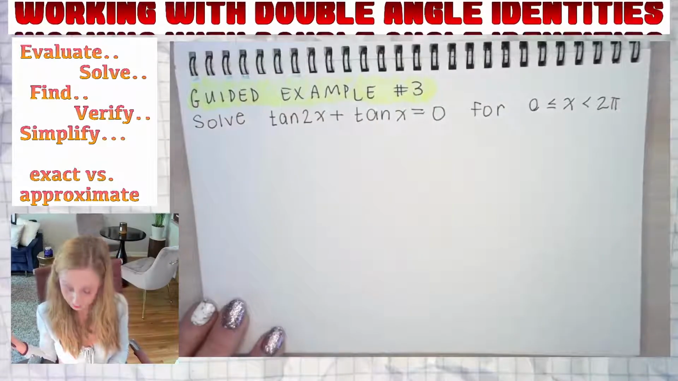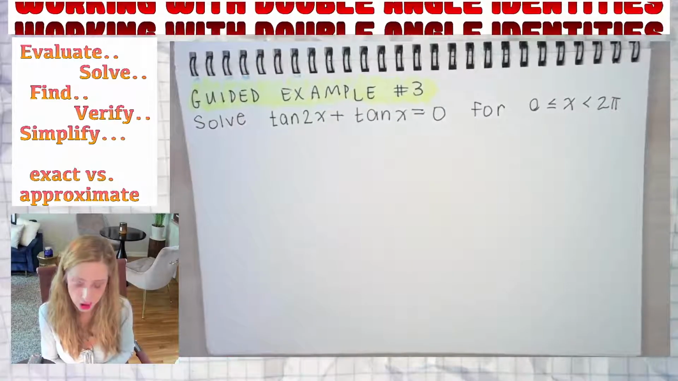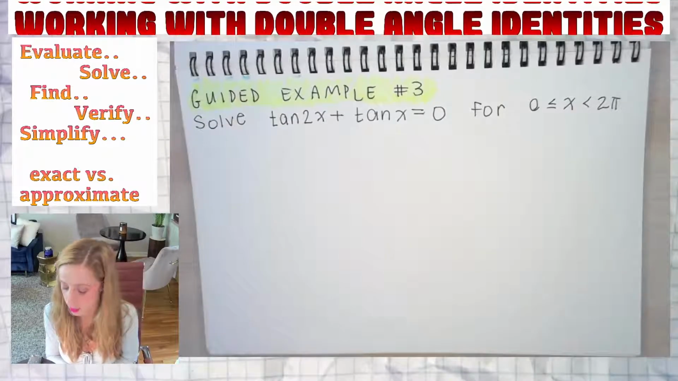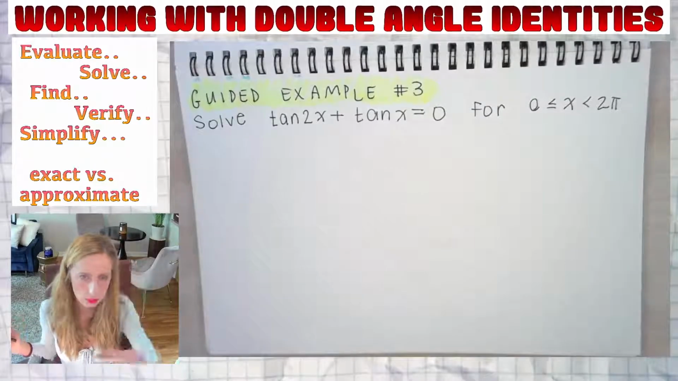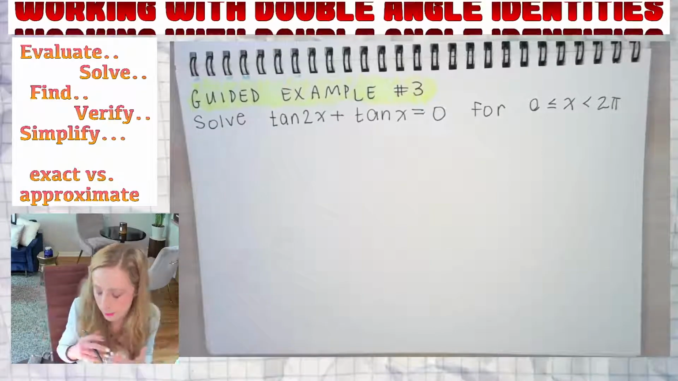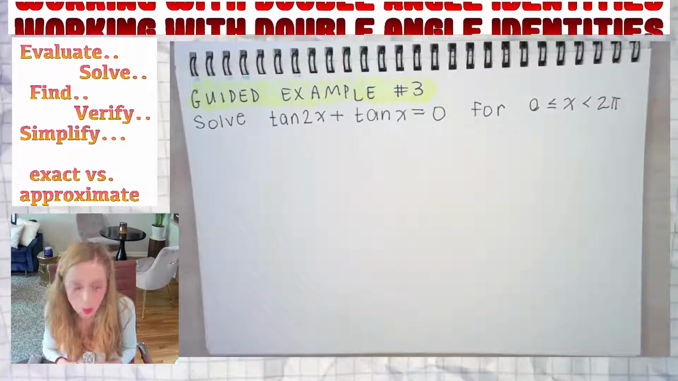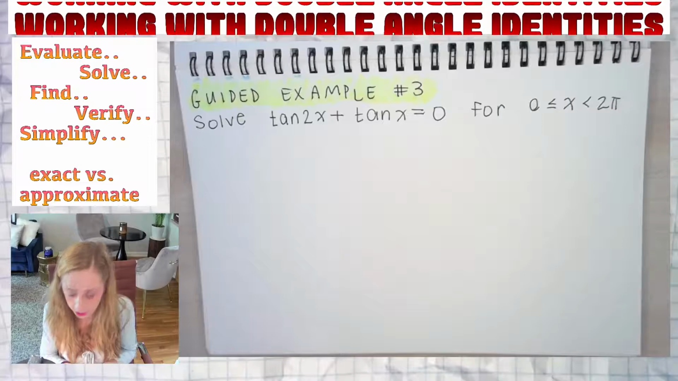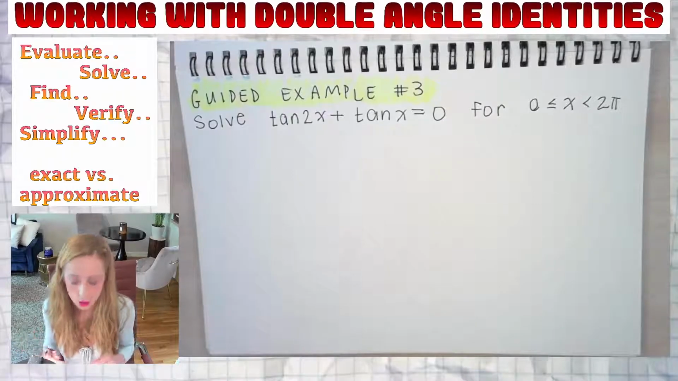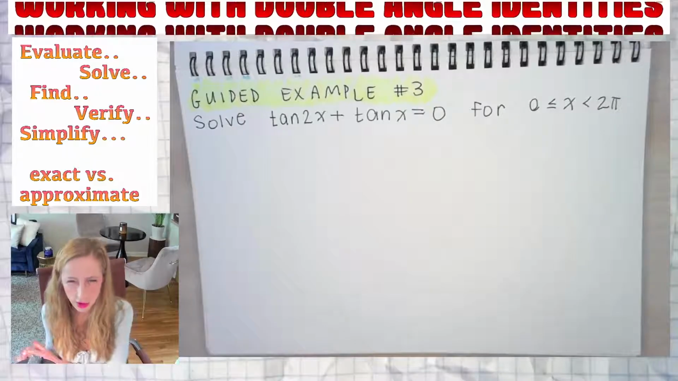Let's work on guided example number 3. Solve tan 2x plus tan x equals 0 for x between 0 and 2 pi. So x has to be an angle between 0 and 2 pi, one full revolution on the unit circle in a way. Whenever it says exact value in the directions, it will probably mean you don't need a calculator. In this case, I'm just giving you the heads up, you don't. It could be an exact value directions kind of question. If it says approximate value, that indicates you'll need a calculator because you're going to round.